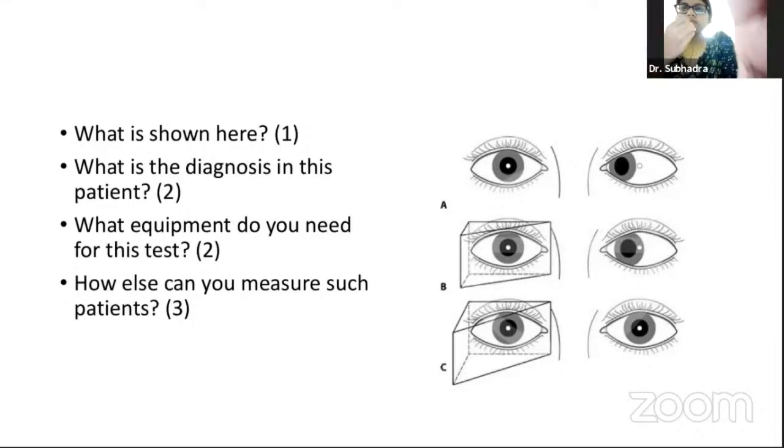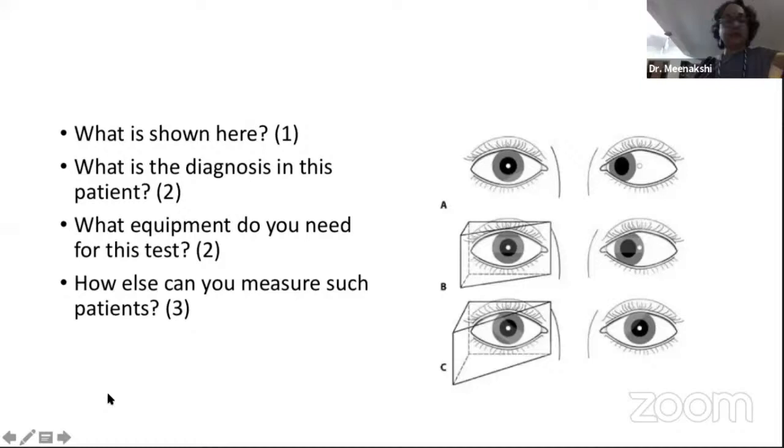But for some reason, they have put a prism in front of the right eye now. Yes, ma'am. For the degree of the angle. Yes, but what is this test called? Prism is right. You've used a prism. The test is not called prism. What is it called? You don't know. So I'm not going to keep bugging you about this.